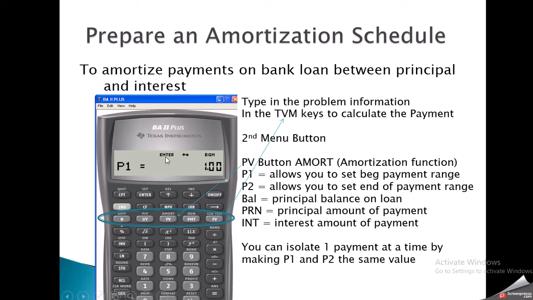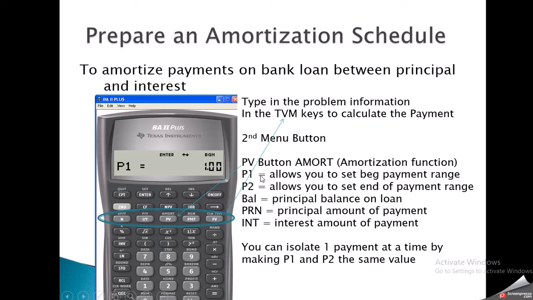We're going to push enter, arrow down. Our P2 would be 1. We push enter, arrow down. And then these fields here are going to just be displayed for you. The calculator figures those out and says, okay, after you make one payment, this is your balance on the loan. This is how much out of that payment went to principal, and this is how much out of that payment went to interest.